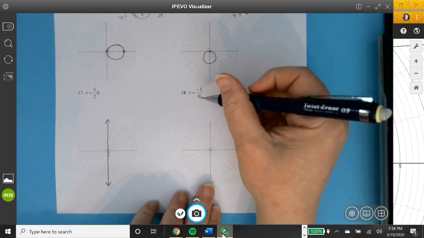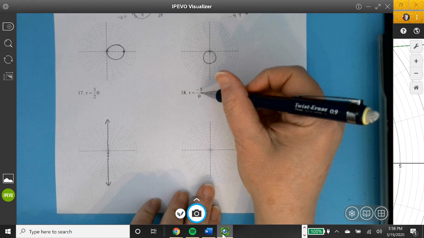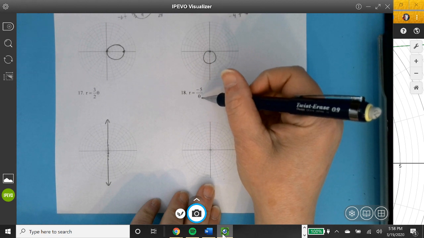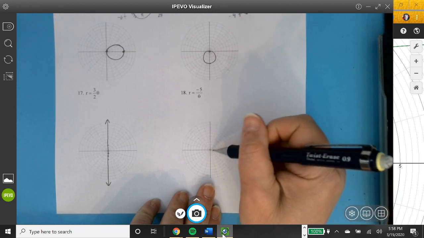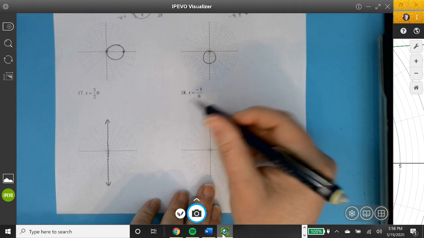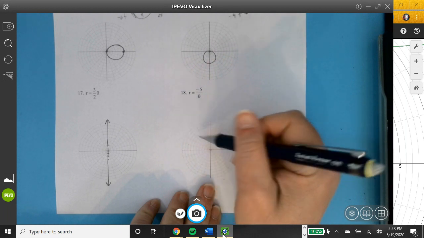All right. This is r equals -5 over theta. Now, we did 4 over theta. And that came spiraling in from out here. So what are we going to guess this one's going to come spiraling in from? From out here, I bet.